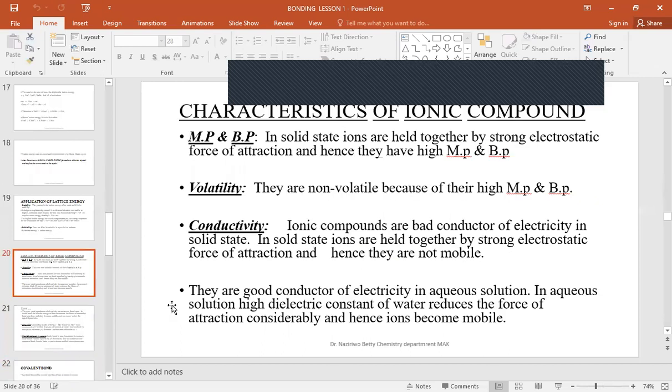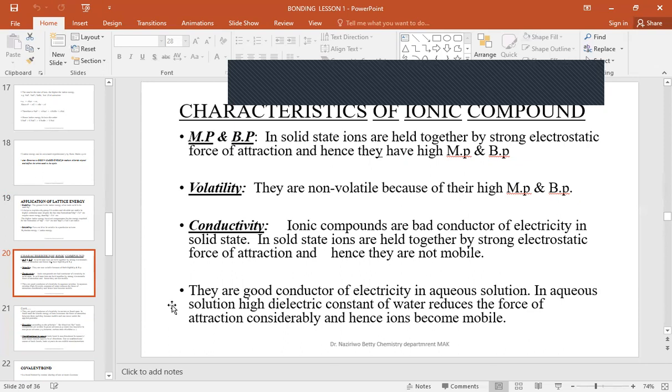Characteristics of ionic compounds. How can you tell that this is an ionic compound? One, you compare the melting point and the boiling point of that compound with other compounds. If the melting point and the boiling point are high, it means that is an ionic compound. Therefore, ionic compounds have got a high melting point and boiling point. Volatility. They are non-volatile. That's why they have a high melting point and boiling point.